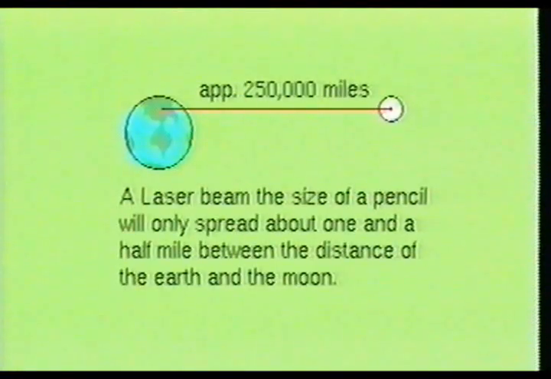Because of its properties of being monochromatic and coherent, the laser light beam is able to possess a great deal of energy. This energy will remain in its concentrated form for greater distances. A laser beam the size of a pencil, with the use of proper optics, will only spread to a diameter of approximately 1.5 miles between the Earth and the Moon. When you consider the distance between the Earth and the Moon, about 250,000 miles, this is a very impressive feat.